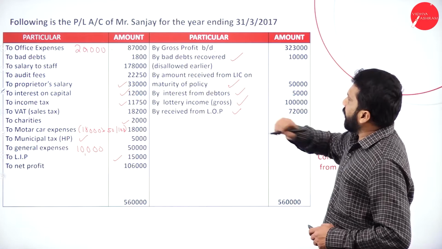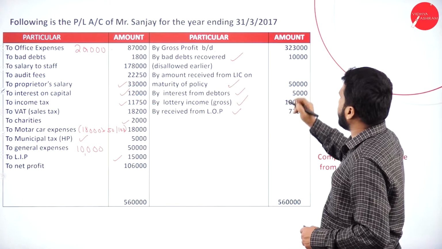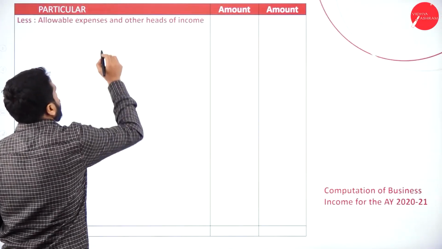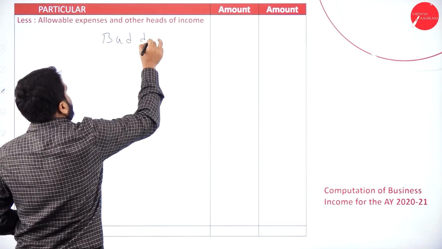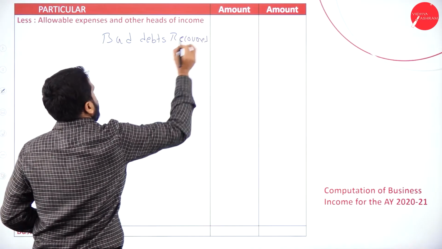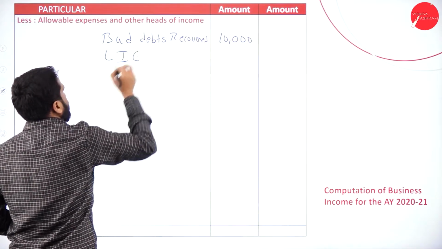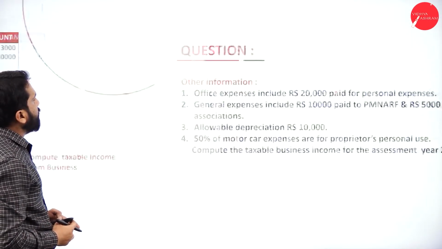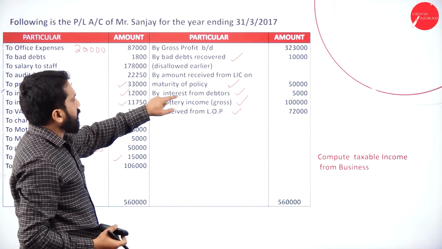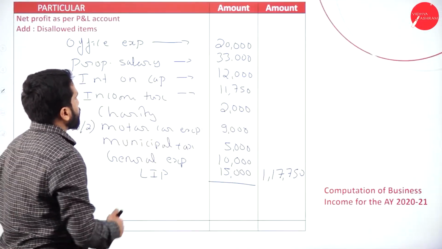Now we have your bad debts recovered, 10,000. Amount received from LIC, 50,000. Bad debts recovered, 10,000. Then LIC, how much did we get? We got LIC maturity policy. It is 50,000. Interest from debtors, 5,000.